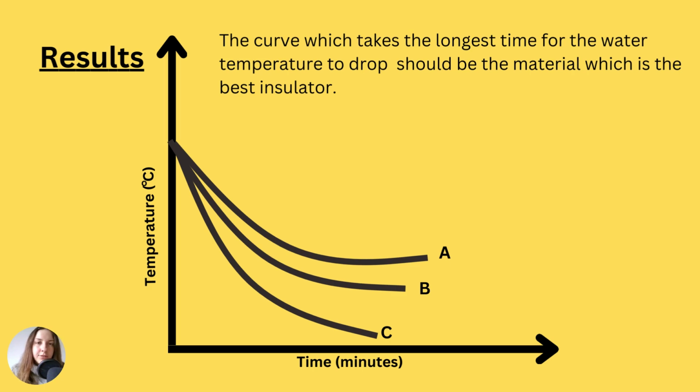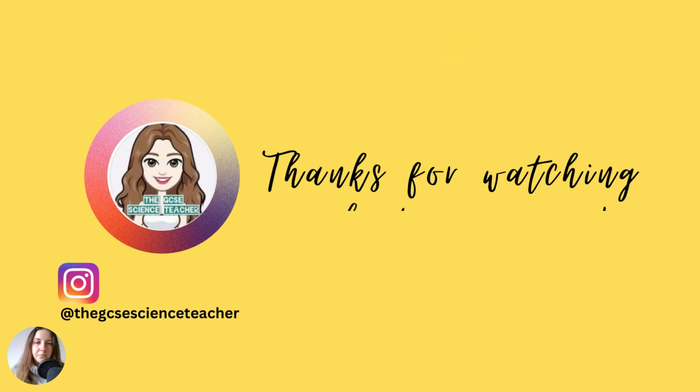The shallower the graph, or the smaller the gradient, the slower the rate of energy transfer, and that tells you that the insulating material is working much better. Okay, so in this case, A is the best insulator because it has a shallower or a smaller gradient. It says here the curve which takes the longest time for the water temperature to drop should be the material which is the best insulator. And it is in this case. You can see that A has a higher temperature than B and C after all of them start at 100 degrees Celsius. That tells you that it's working at the best capacity that it can compared to the others.